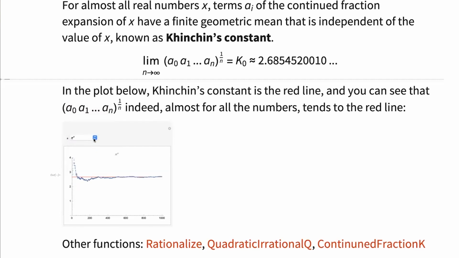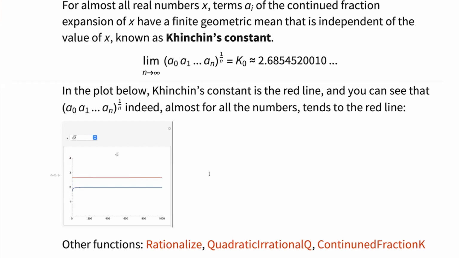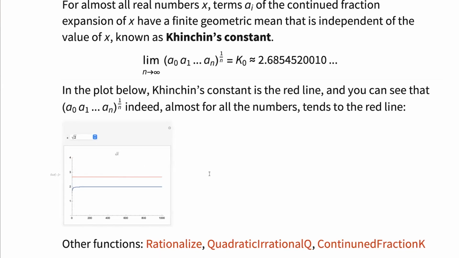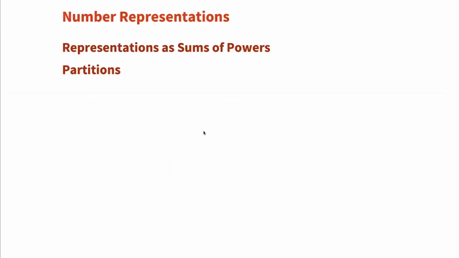So for example, pi to the power of pi, that works for it. Pi to the power of e, again, works. Well, this is not correct for the square root of 2, and that's why we say for almost all numbers. Other functions are Rationalize, QuadraticIrrationalQ, ContinuedFractionK.